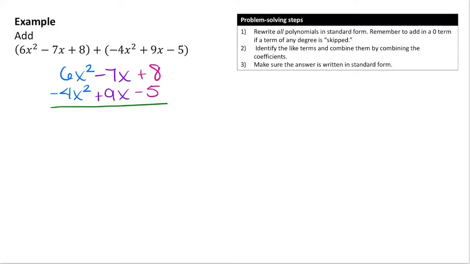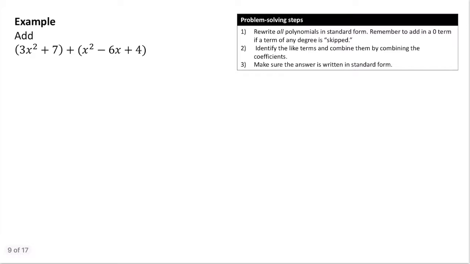So 6x squared minus 4x squared is going to give me 2x squared because I just combined 6 and minus 4. And then minus 7x plus 9x is going to give me plus 2x. And then plus 8 minus 5 is going to give me plus 3. So our simplified expression is 2x squared plus 2x plus 3.